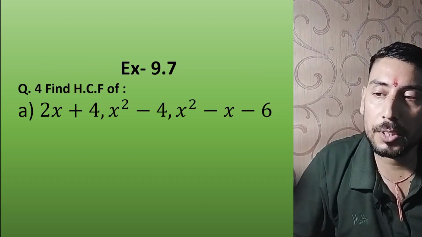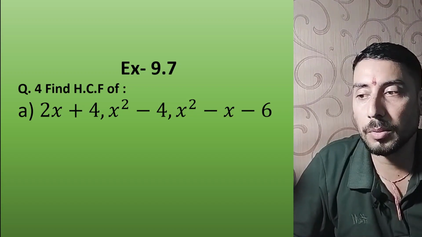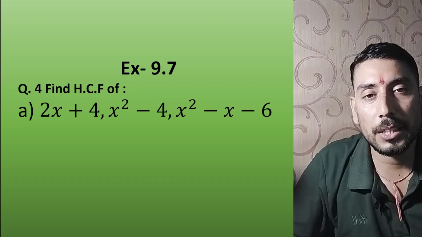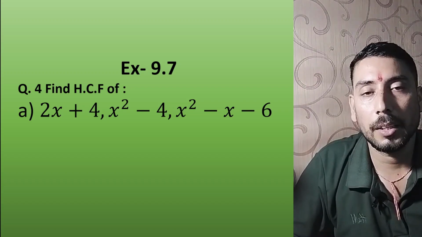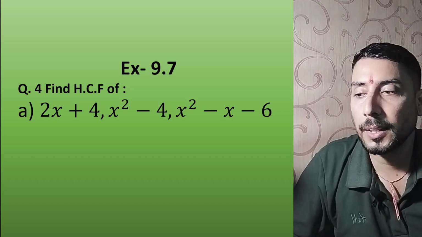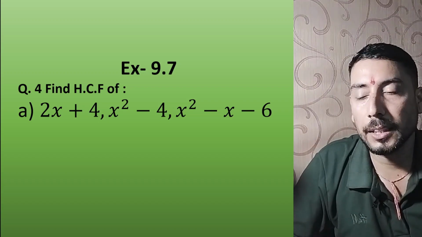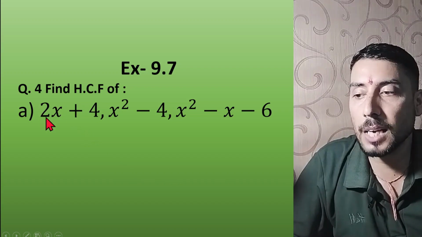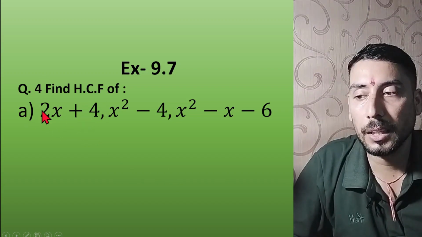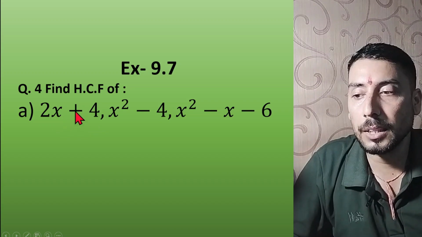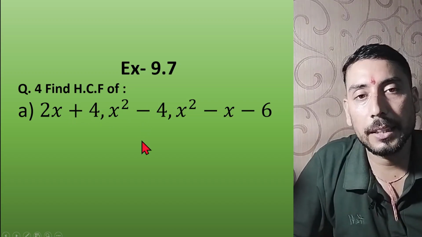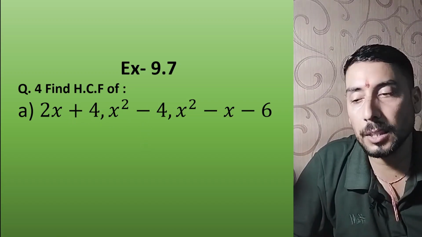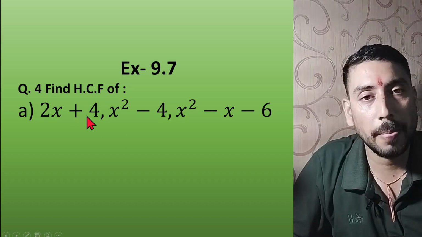So, I pick a question from question number 4a in exercise 9.7. This is from the Excel in Mathematics book by Hukum sir. So let's get started. Here you can see these terms are not monomials. Why? Because in these terms, the variables or the numbers are separated by plus or minus. If any terms are separated by plus or minus, obviously there is more than one term.